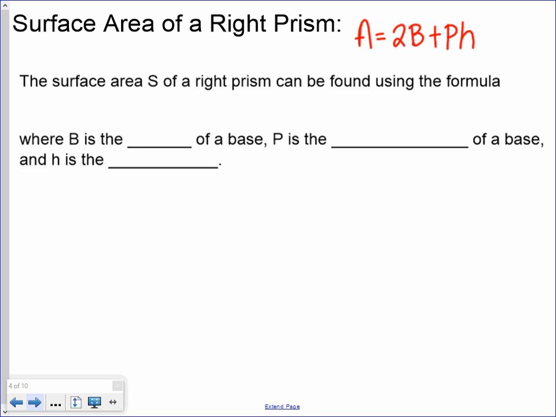And that takes care of the two bases, and then the perimeter is everything around the base. So I know you guys don't have this laid out as nicely as I do, but here's what I would write down, like you guys would write it on your sheet. B is the area of the base.